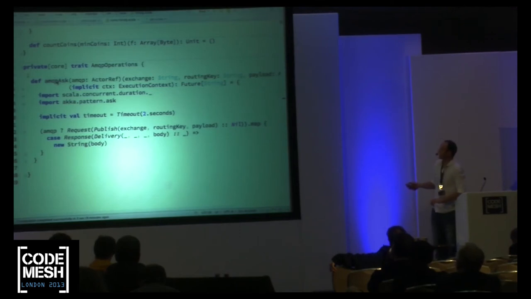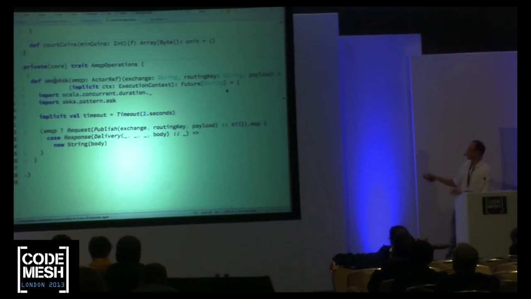This is the AMQP actor reference. That's the one we created earlier. And we send a message to the given exchange by the given routing key. Here's the payload, the array of bytes that we're sending. And what we're going to do is ask the AMQP actor to reply to the request. The request is publish the payload to this given exchange on the routing key. And when the response arrives, we are going to take it and map it. If the response contains a delivery, taking the body, we take the string representation of the body.